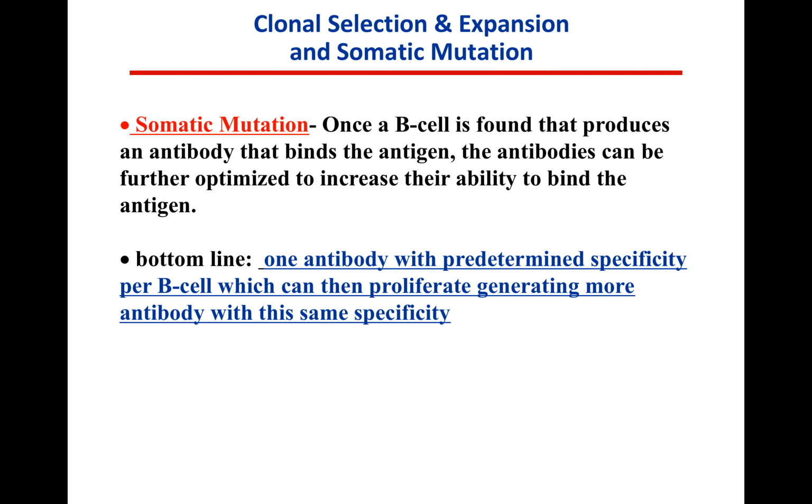So if we look at what we've discussed, somatic mutation means that once a B cell is found that produces an antibody that binds antigen, the antibodies can be further optimized to increase their ability to bind the antigen. The bottom line: one antibody with a predetermined specificity, which you're born with, per B cell, which can then proliferate, generating more antibodies with the same specificity, and through somatic mutation, enhance specificity.